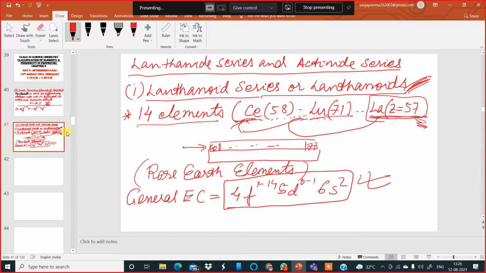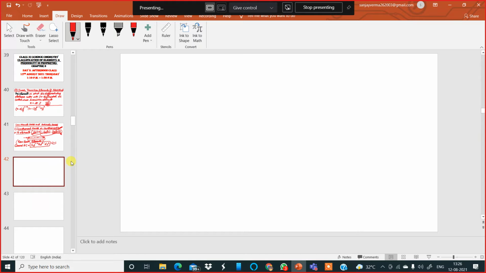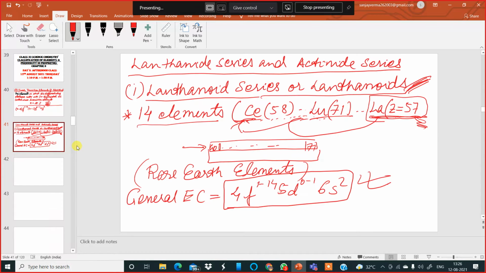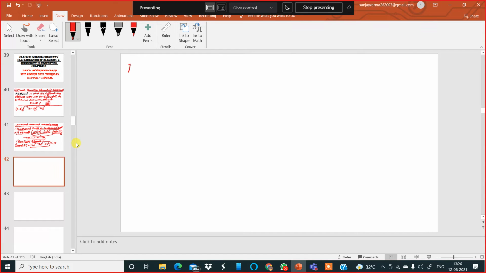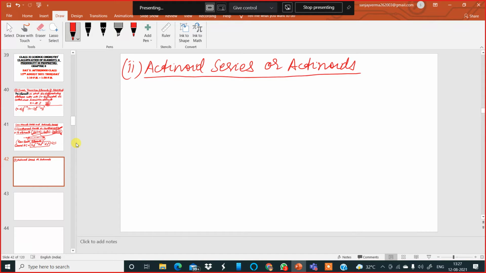Now let us come down to the second one. This was number one. Coming to the second one, which is called the actinoid series. Actinoid series are also called simply actinoids. This is the second series of the inner transition elements of the F block.